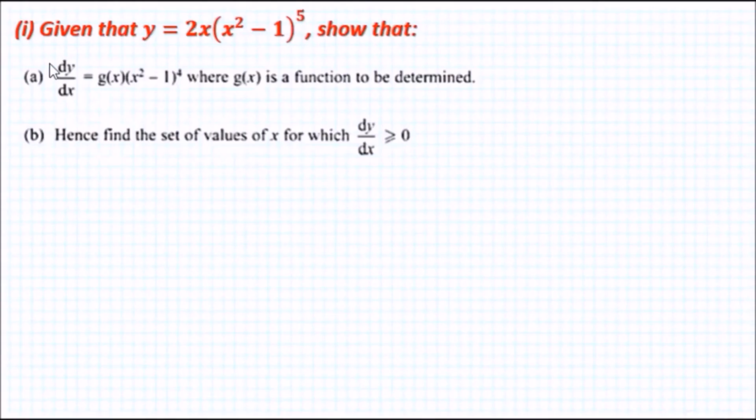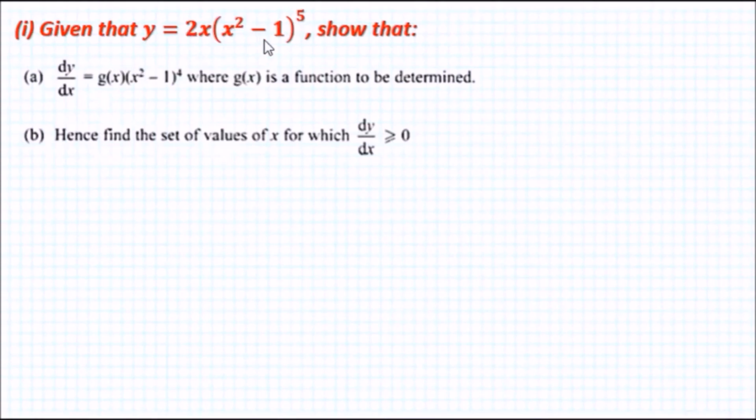So we're given a function given by y equals 2x all multiplied by x squared minus 1 to the power 5, and we need to show that the derivative is given by this function here, and then hence we need to find the set of values x which the derivative itself from part A is greater or equal than 0. So looking at part A first, how do we get this? So this is just a simple case of differentiating, so not too bad.